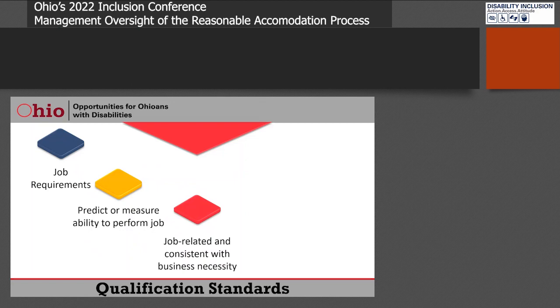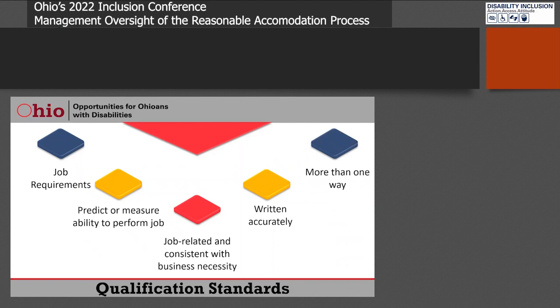Now, this is a phrase used often throughout Title I, and generally, job-related means a standard applies to a specific job, not to a general class of jobs. And consistent with business necessity means a standard applies to the essential functions of a specific job. So knowing this helps a supervisor to be aware of the importance of making sure qualification standards are written accurately. And that includes making sure they are written in a way that does not limit how an individual can meet the standard, because these can often be met in more than one way.